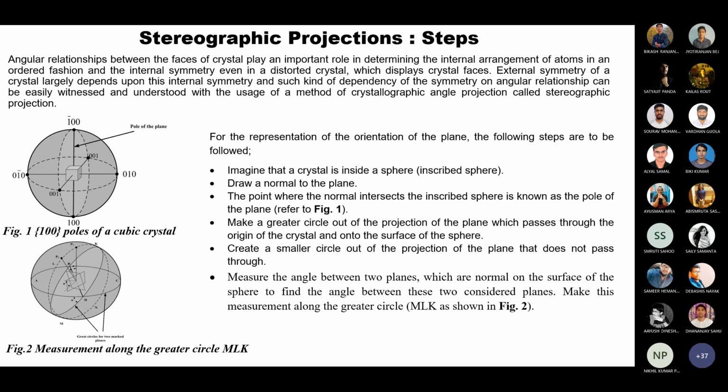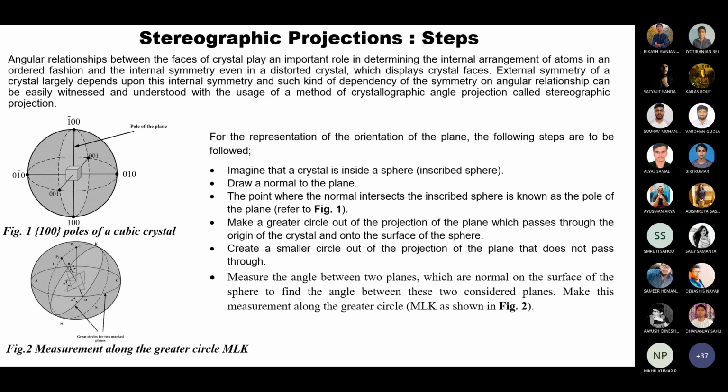Draw a normal to the plane, and the point where the normal intersects the sphere is known as the pole of the plane. If you look at picture number 1, you are going to understand easily. Then make a great circle out of the projection of the plane, which passes through the origin of the crystal and onto the surface of the sphere. This slide summarizes whatever discussion I have done regarding the idea and properties of stereographic projection, from the perspective of its construction.